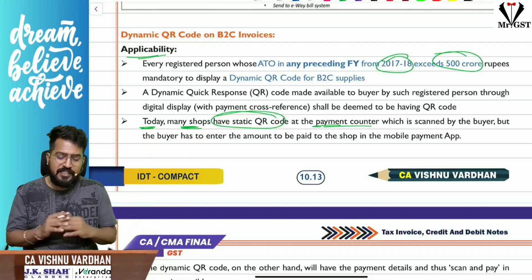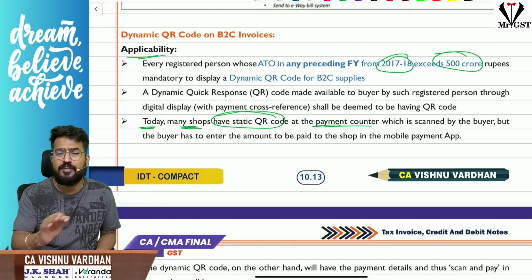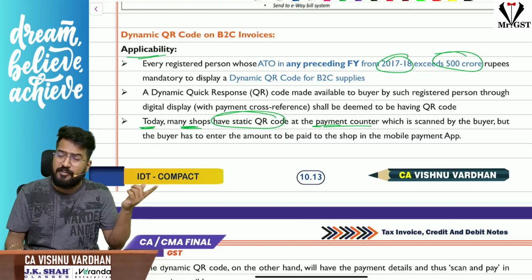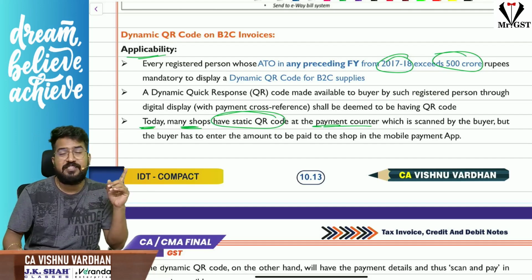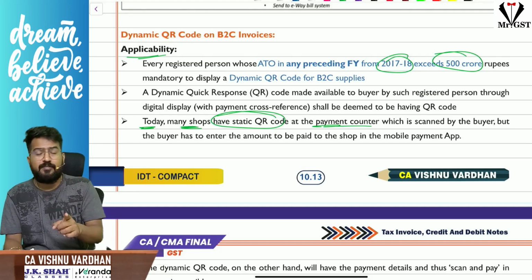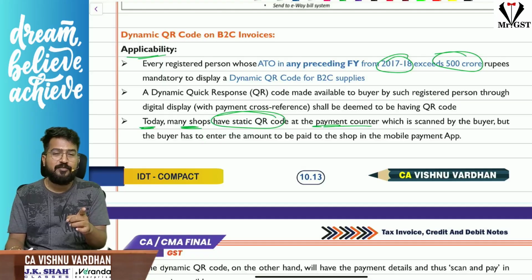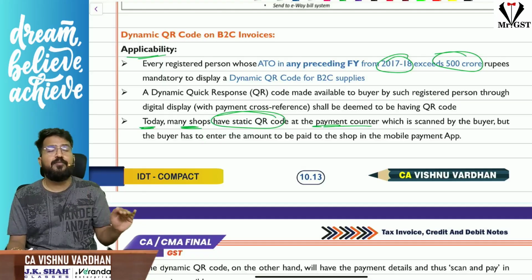So dynamic QR code is a provision same as e-invoice, but there, aggregate turnover is exceeding 5 crores. Here, aggregate turnover exceeding 500 crore in any preceding financial year from 17-18, and this is applicable only for B2C invoices. For B2B invoices, dynamic QR code is not applicable.